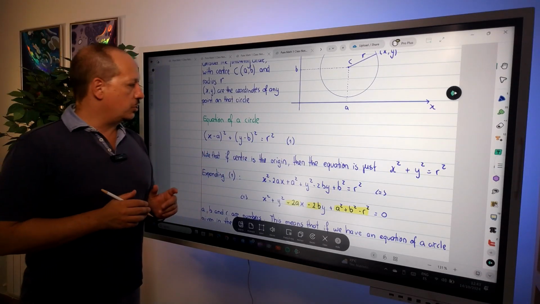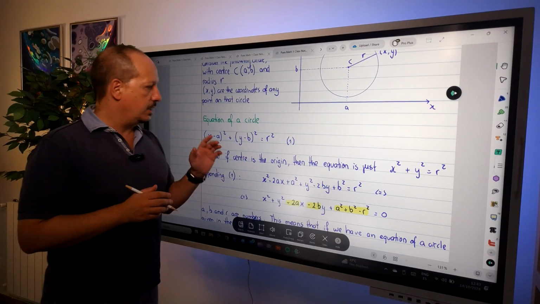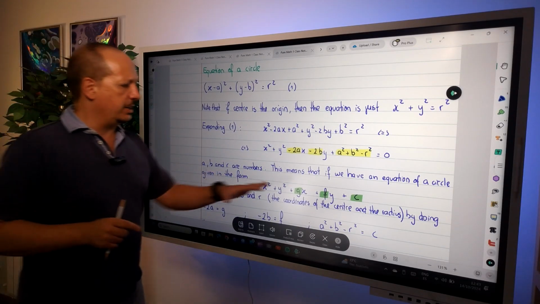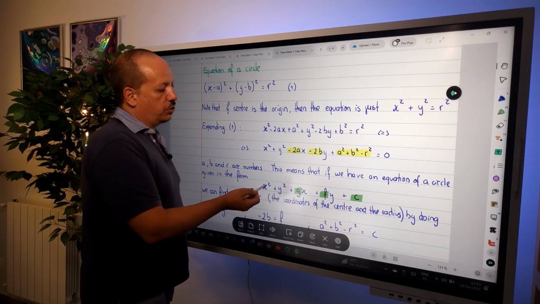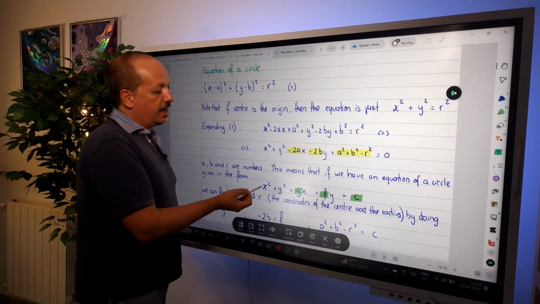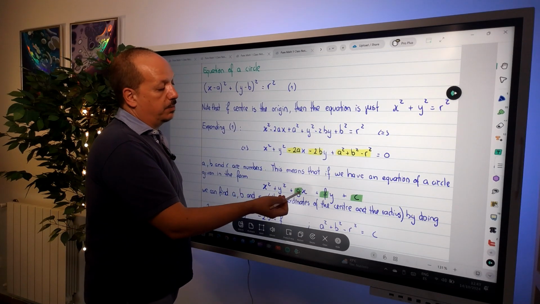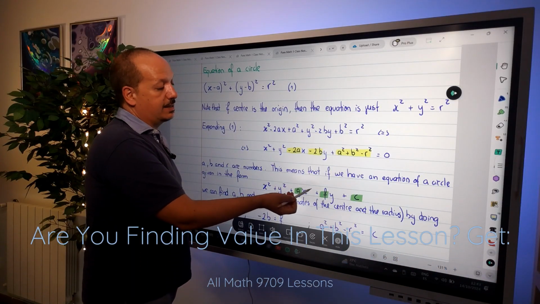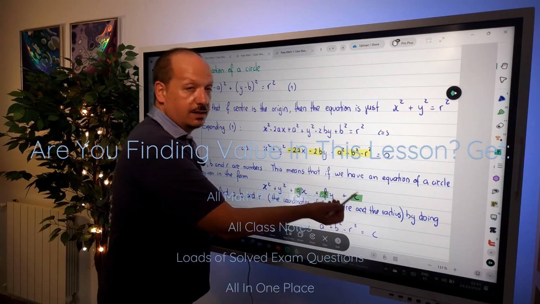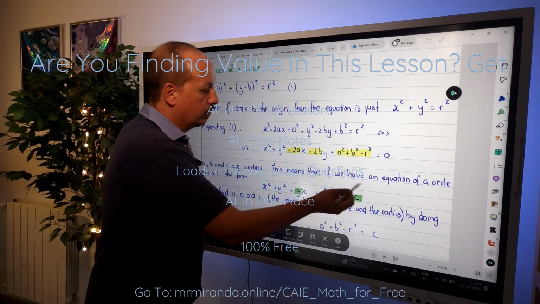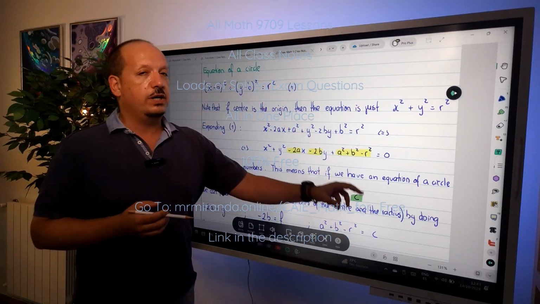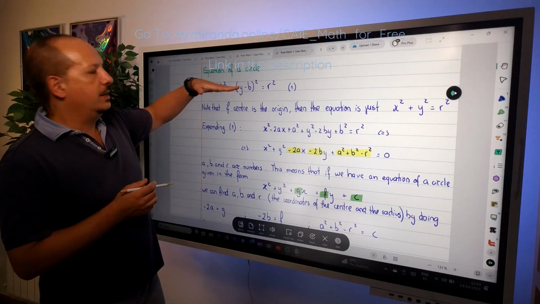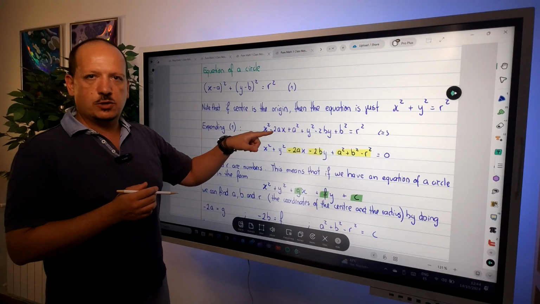Sometimes you will see the equation of a circle somewhat different. You sometimes may see the equation of a circle written as something like this: x squared plus y squared plus a number times x plus another number times y plus another third number equals 0. This is another way to represent a circle. But this form and this form are linked, and that's what I'm explaining over here.